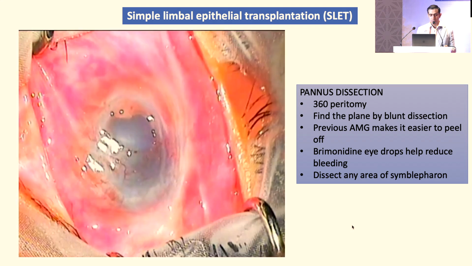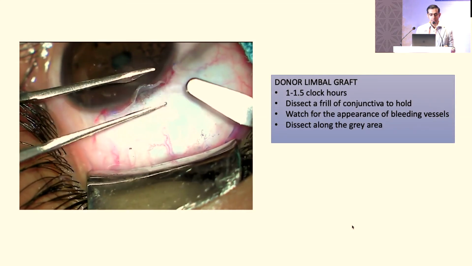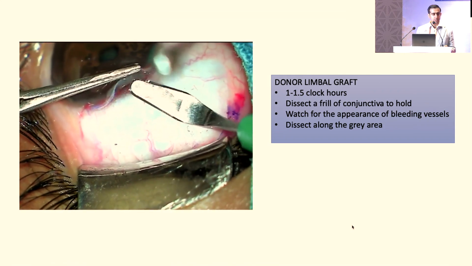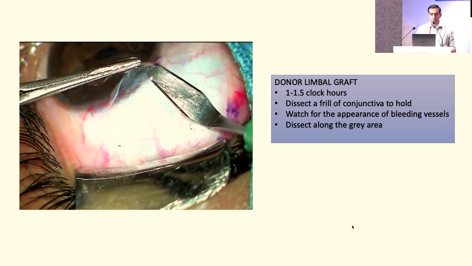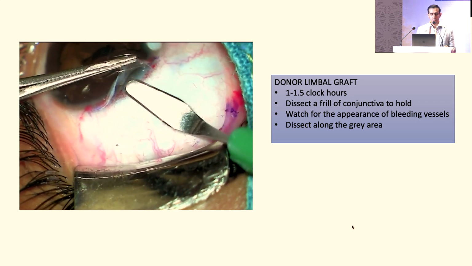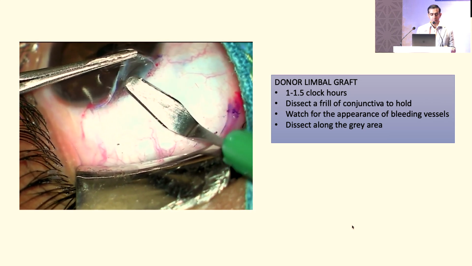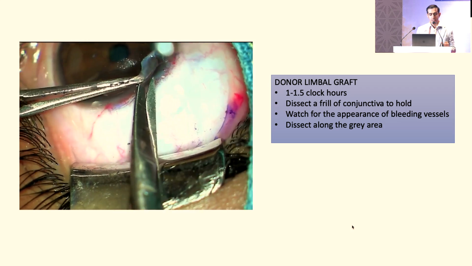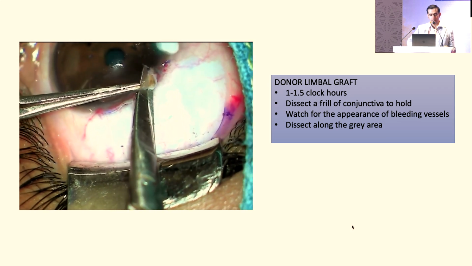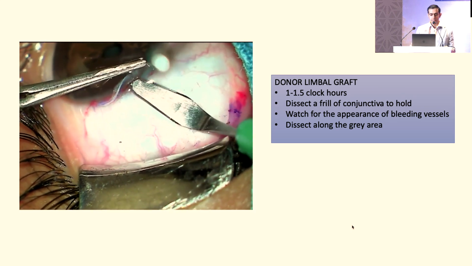How to prepare the SLET? A donor tissue from the other eye in an allogenic SLET. You basically mark on the conjunctiva, you dissect towards the limbus till you see the gray zone, till you get a decent frill of conjunctiva. Watch for the appearance of the bleeding vessels. Dissect along the gray area, and that's where you get the limbal palisades. Generally, we take the graft superiorly because that's where they are the highest in density. And then we take this off, and you would prepare it.